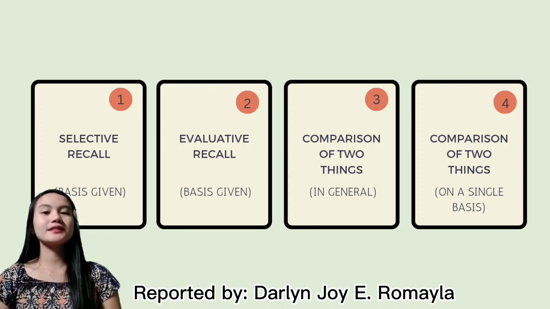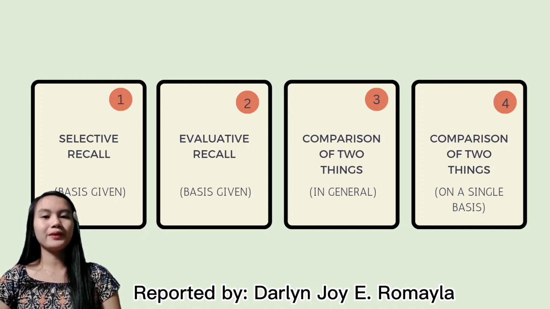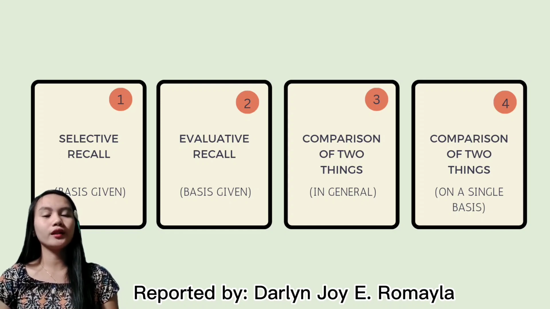The fourth one is the comparison of two things on a single basis. Here, let us know the meaning of single and basis. Single or individual means relating to one person or thing rather than to a large group. While on the other hand, if something is done on a particular basis, it is done according to that method, system, or principle.